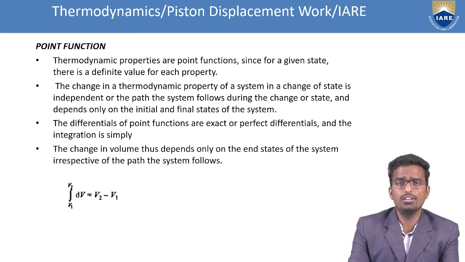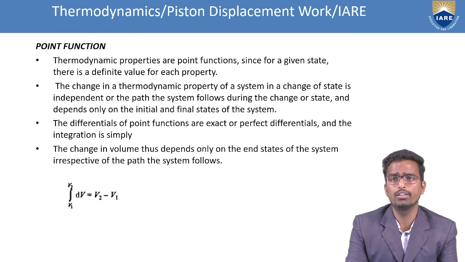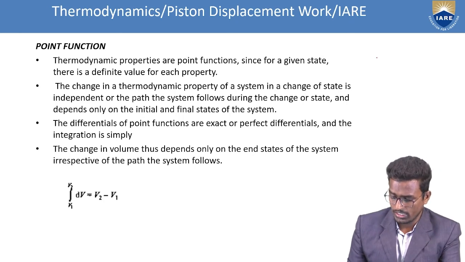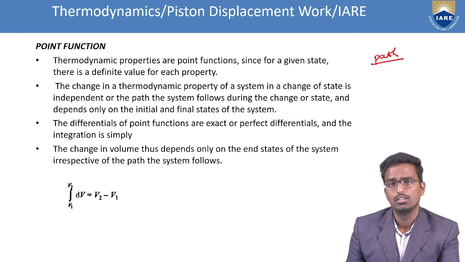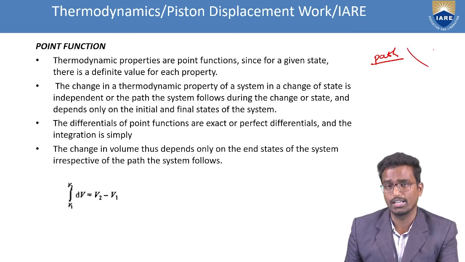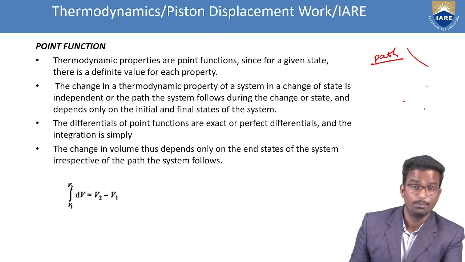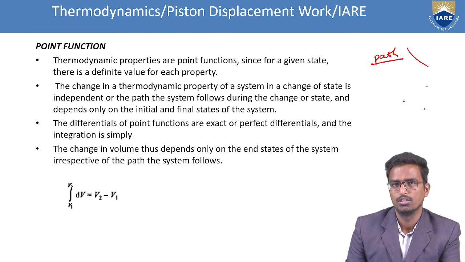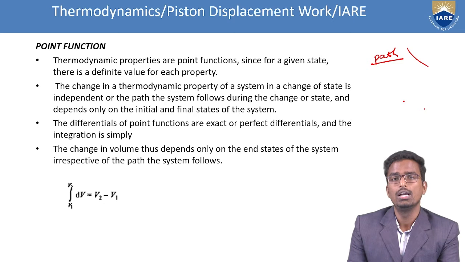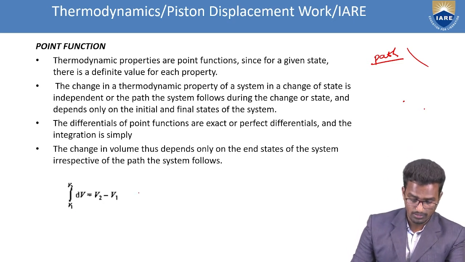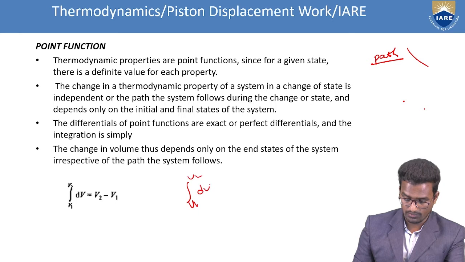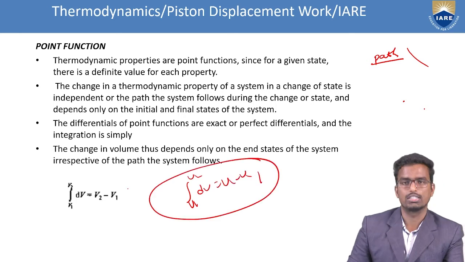Next, the change in volume thus depends only on the end states of the system, irrespective of the path the system follows. In a path function, the work done follows the path, so whatever path is followed decides the work done. But in a point function, it depends only on the end points, the starting point and the end point, and does not depend on the path of the system. That's why we call it a point function. For example, the integral of dV from V1 to V2 is equal to V2 minus V1.